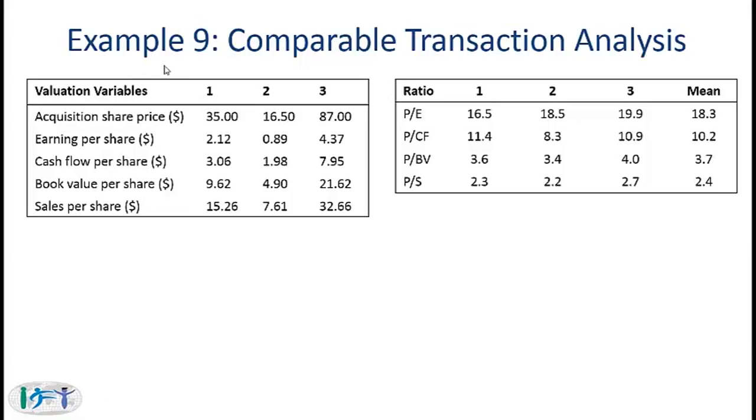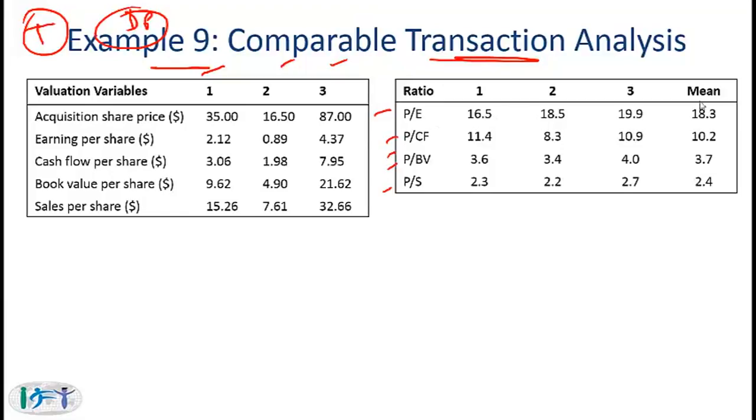So let's look at example 9. Again, you are trying to come up with the value of target company T. Specifically, we want to come up with the deal price. We find these 3 comparables. Now, the data given over here, the share price, etc., is this based on market price or is this the transaction price? So these are now transaction prices. So these ratios are all based on transaction prices.